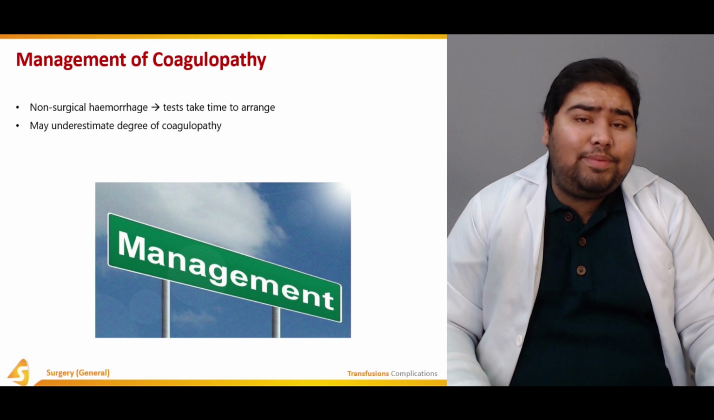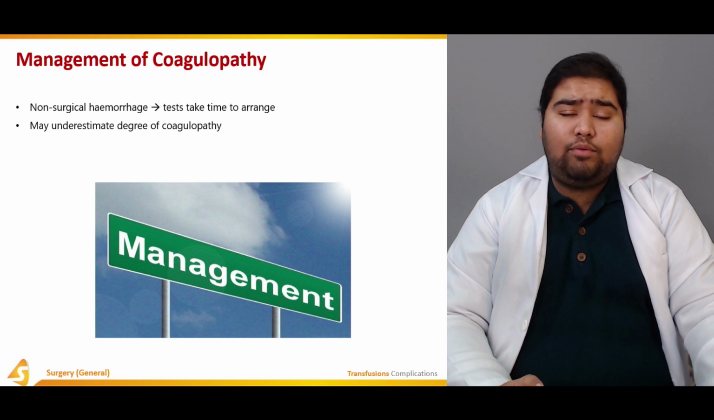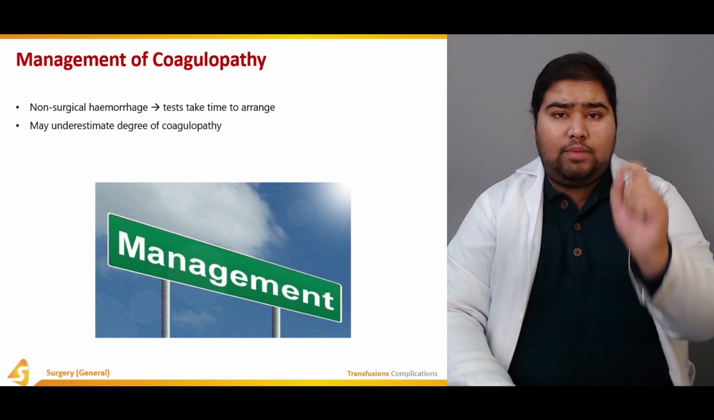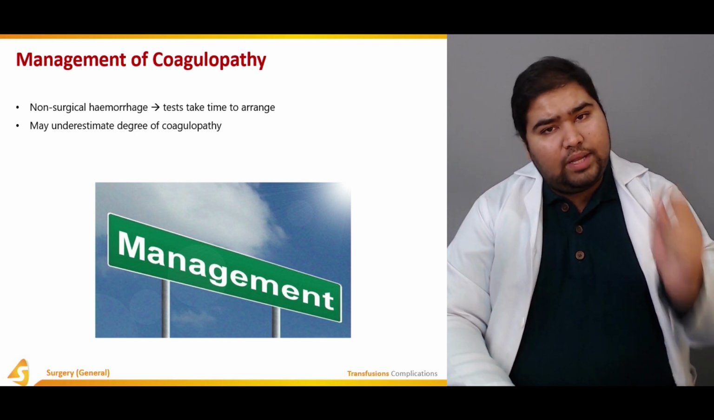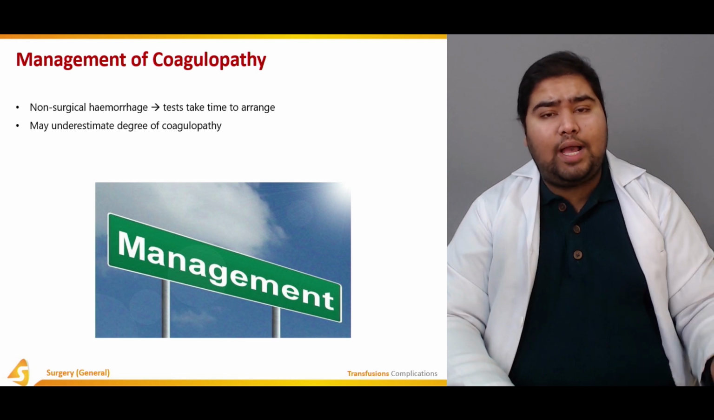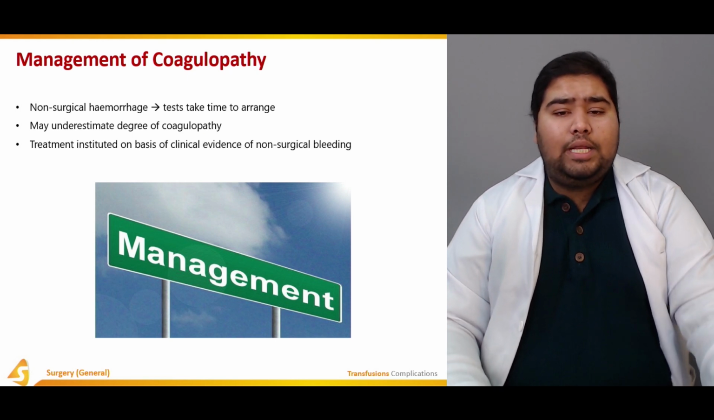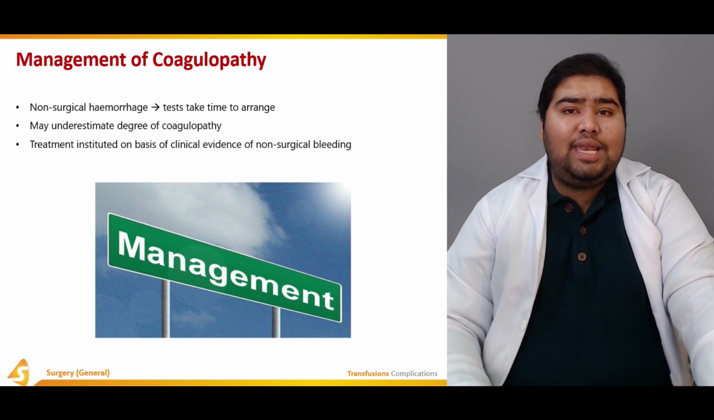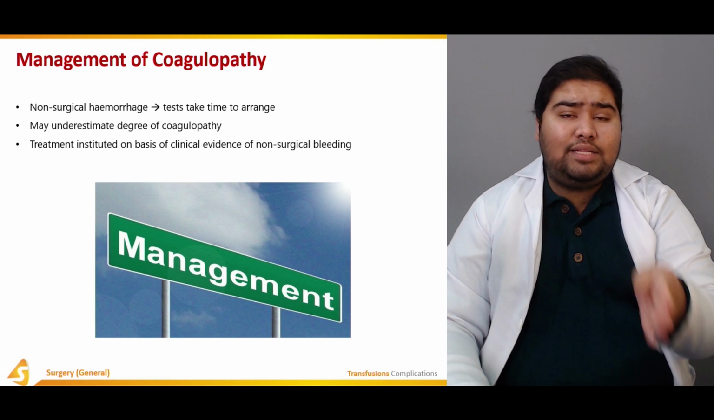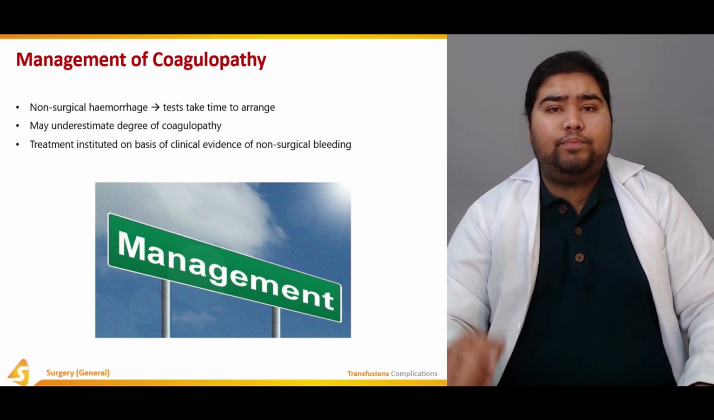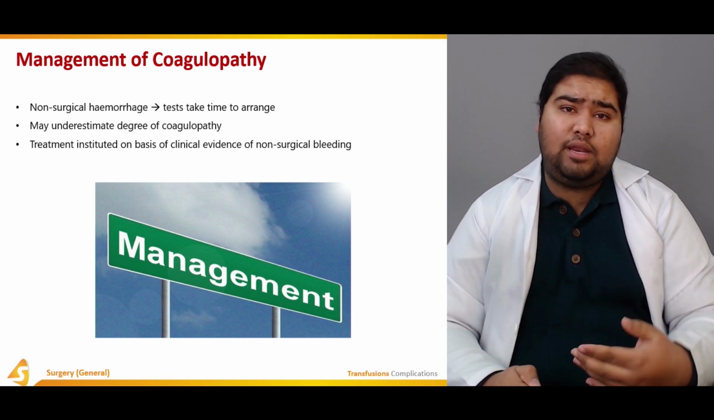You may underestimate the degree of coagulopathy in a non-surgical hemorrhage. However, that would be your biggest mistake. What I would recommend is to develop an algorithm in which you always take into account the coagulopathy that may develop, and once you have such an algorithm, you would always be able to treat your hemorrhage carefully. Now, the treatment is instituted on the basis of clinical evidence of non-surgical bleeding. So if you find clinical evidence, however, you do not have the means to support your clinical argument, always go for a senior approval.